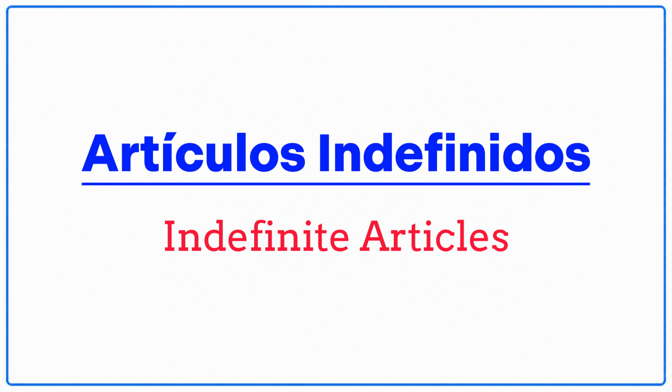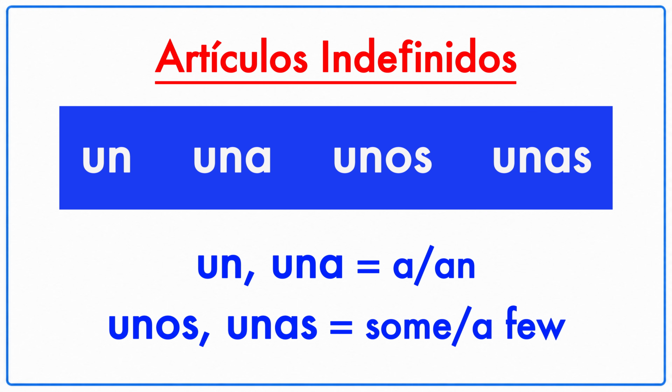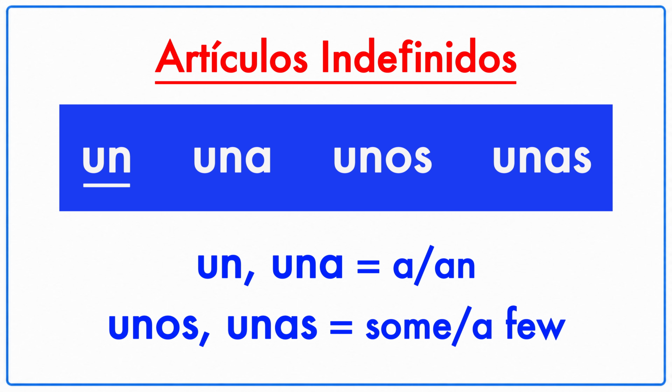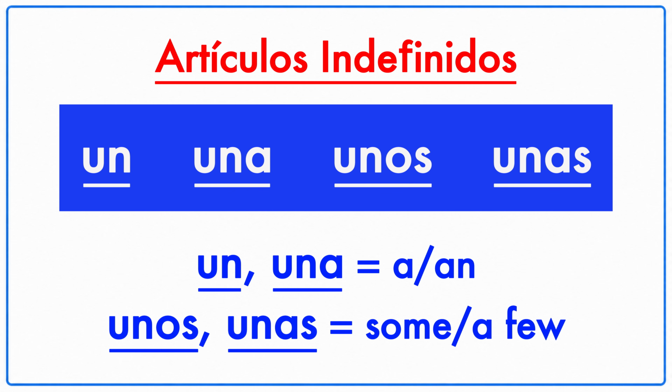Indefinite articles in Spanish are called artículos indefinidos. In Spanish, there are 4 indefinite articles: un, una, unos, unas. Un and una mean a or an. Unos and unas mean some or a few.